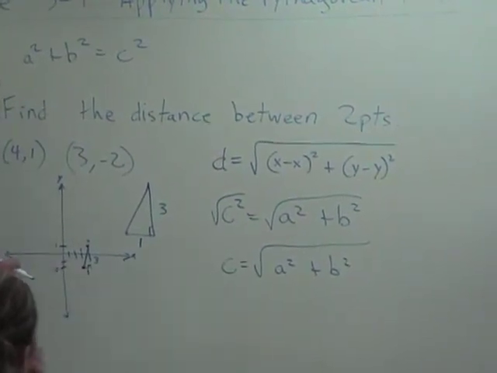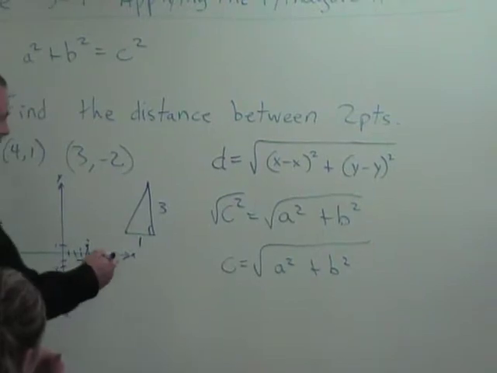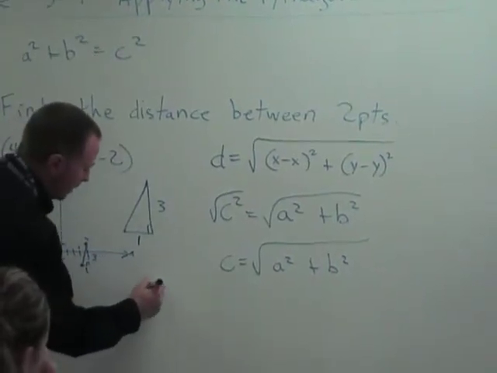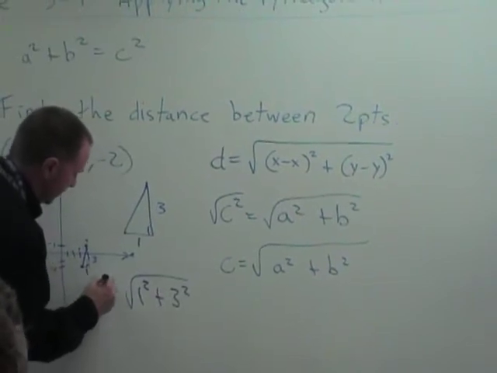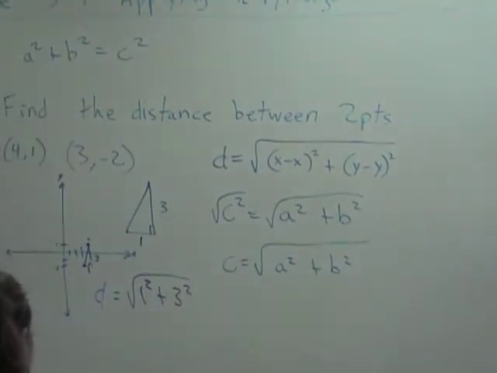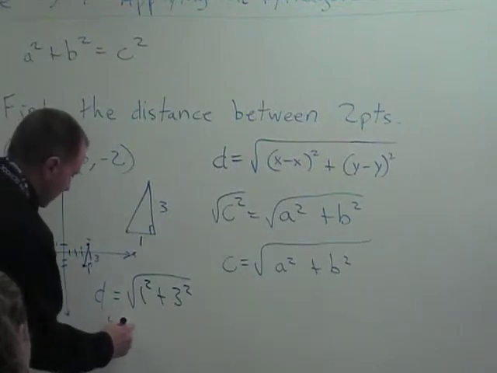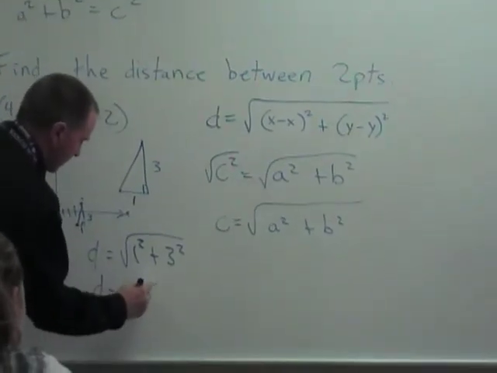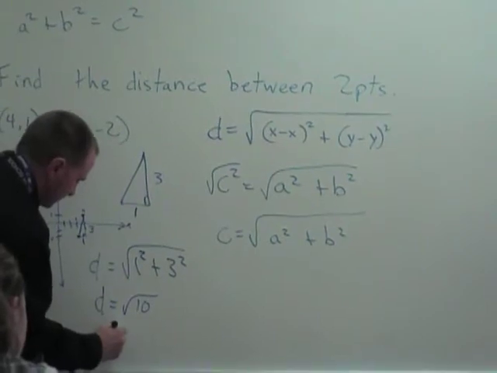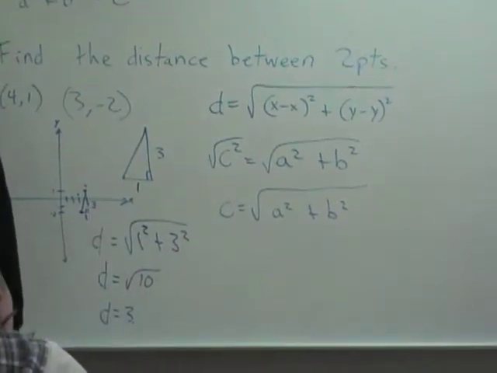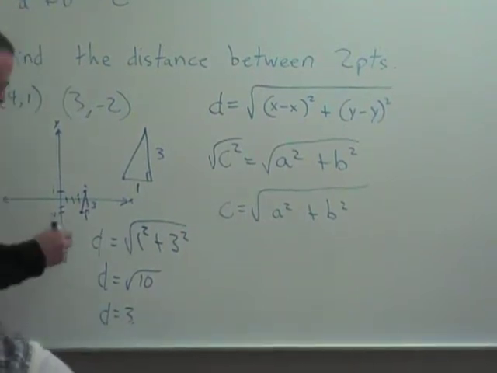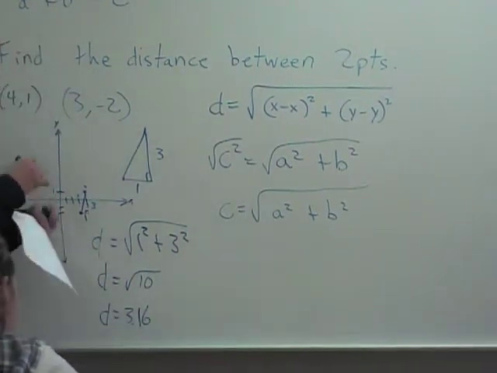So the distance formula is nothing more than the Pythagorean theorem manipulated on a graph. Okay, so let's just finish the problem. Here we have 1 squared plus 3 squared. You're going to take the square root to get the distance. 1 squared is 1. 3 squared is 9. What's 1 plus 9? 10. And what's the square root of 10? Round it to the nearest hundredth, please. 3.16. So that's the distance.